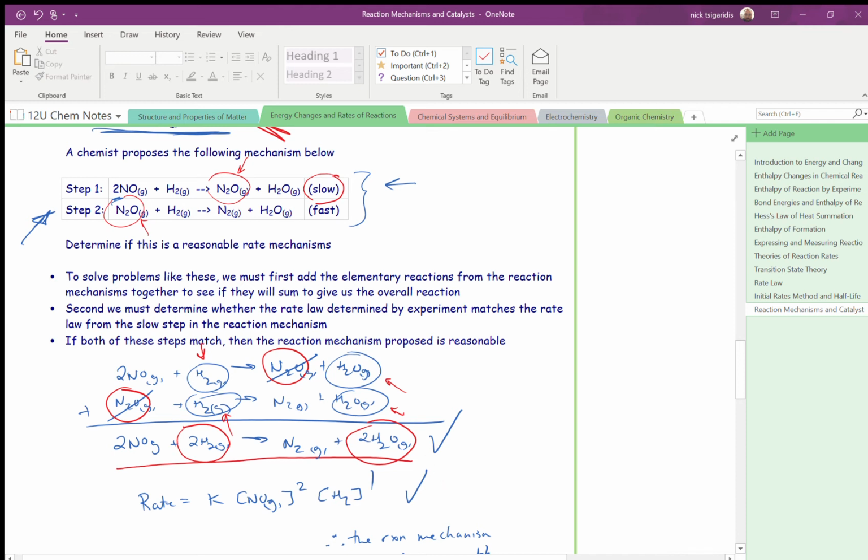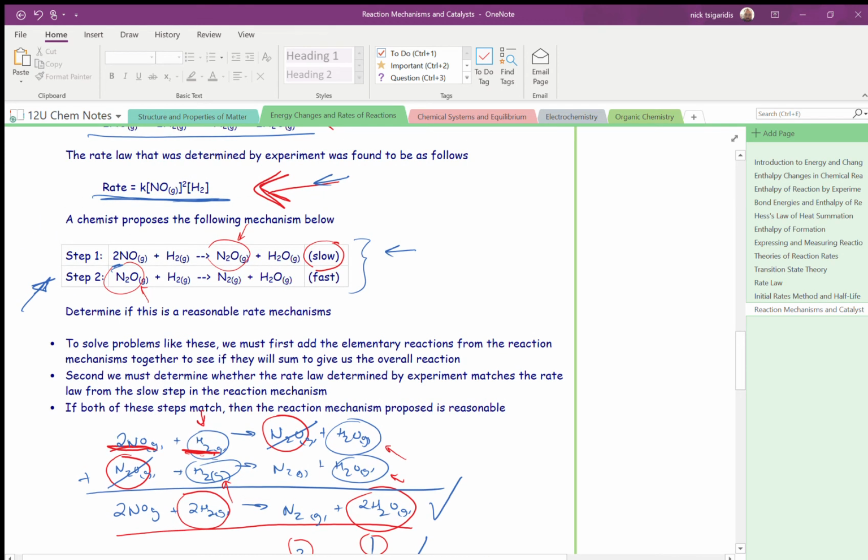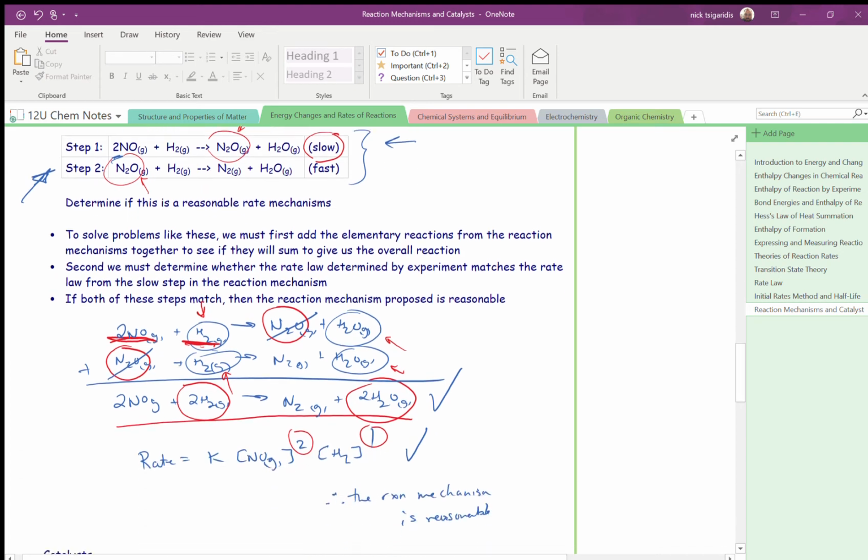And so what we do is we look at the slow step, which is that first step here, and we notice that our coefficient for NO is a 2 and our coefficient for H2 is a 1, and you'll notice that we get a 2 and a 1 here in the rate law as determined by the reaction mechanism. That also matches the experimentally determined rate law that was shown and given in the question.